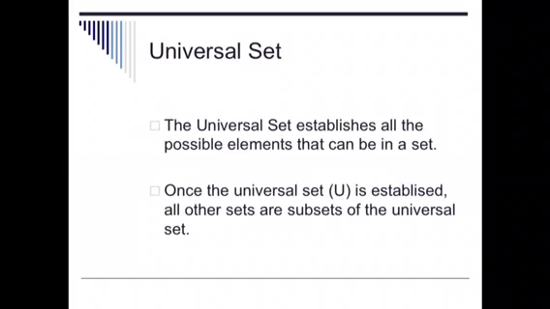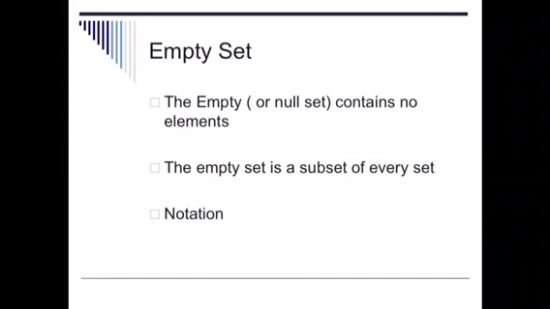The empty set, or the null set, which is commonly referred to, is a set with no elements in it. It's kind of a defined thing or a given thing. We don't usually use it, but it's a subset of every set. And for our notation for the empty set, we have a 0 with a slash through it. So that is the empty set.